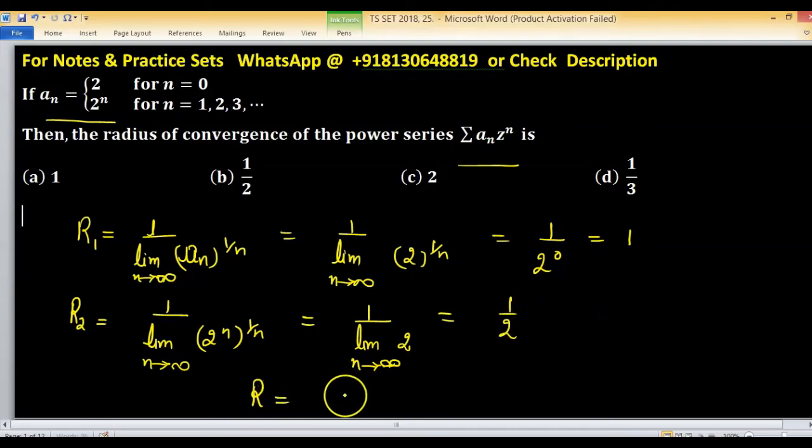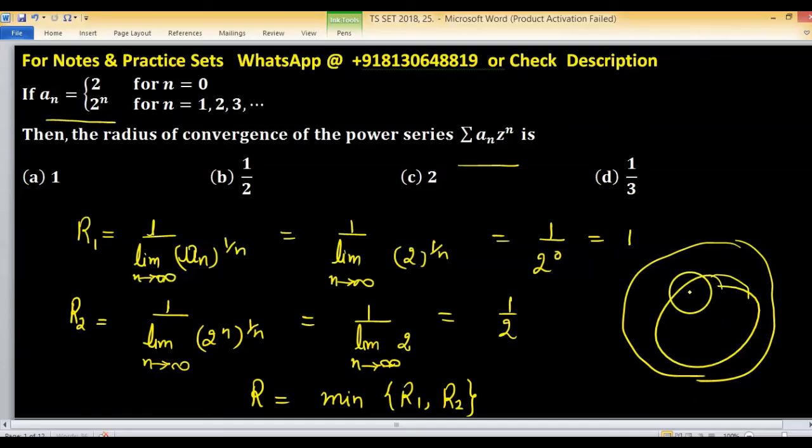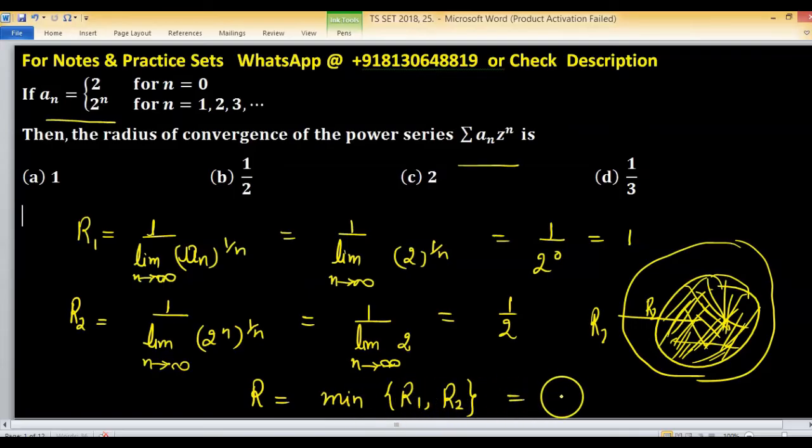Radius of convergence r will be the mean value of r1 and r2. Why the mean value? Because some series is convergent for this radius, and this series is convergent for this one also. Suppose the larger one is r1 and the second is r2. The shaded region will give you the exact convergence of the series. So we take the mean value of r1 and r2, which is half. So option B is correct.